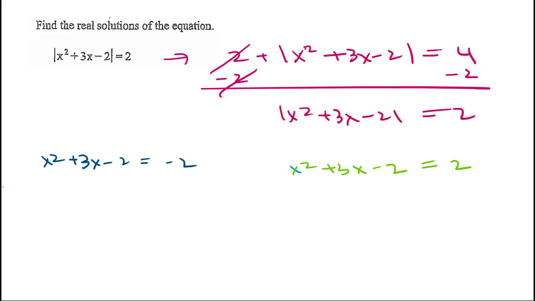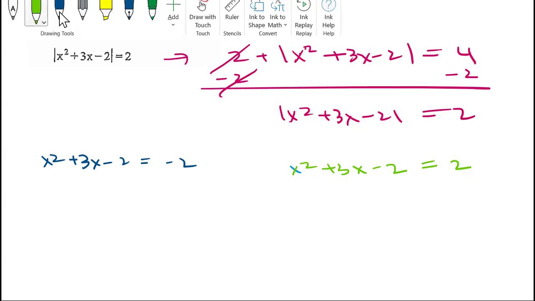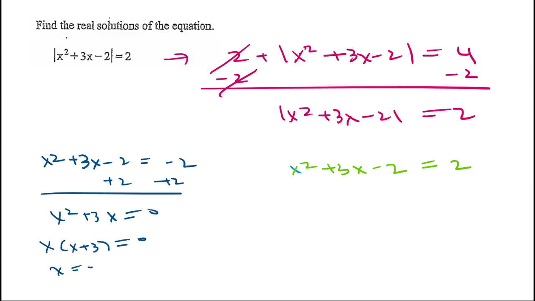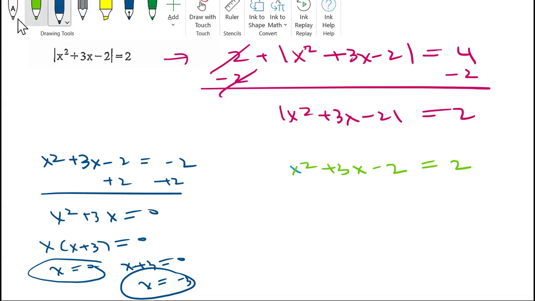So I'm going to add 2 to both sides. I get x squared plus 3x equals 0. Okay. And then I can factor out an x. So that gives me x times x plus 3 equals 0. So x equals 0 and x plus 3 is equal to 0. So x equals -3. So I've got some answers here on the left. And then do exactly the same thing on the right.